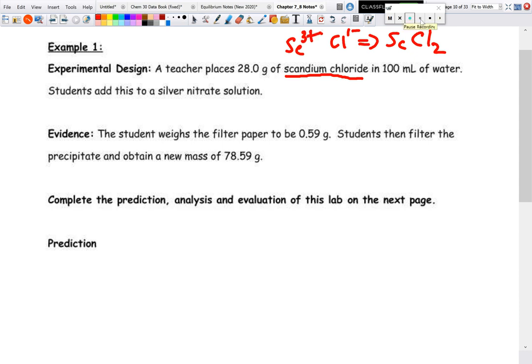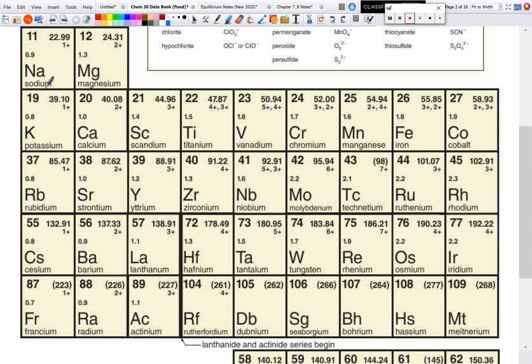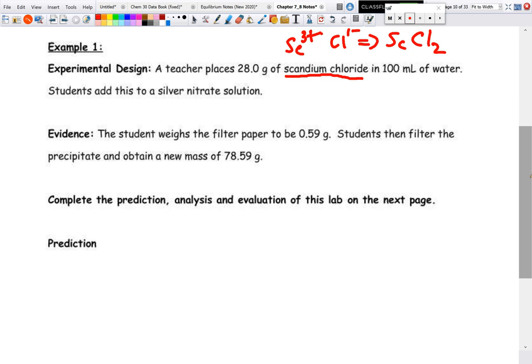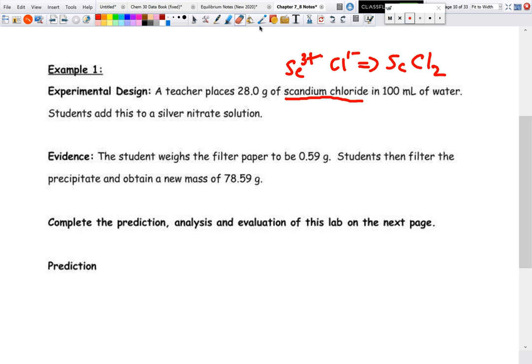So if you're wondering where scandium is, right here next to calcium, and it's 3+. Sorry about that, I almost got that mixed up there for a second. So that will leave us with ScCl3.